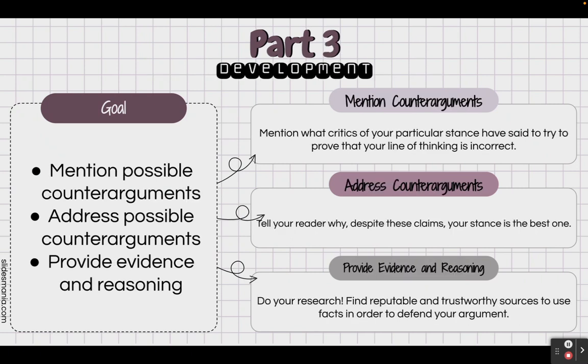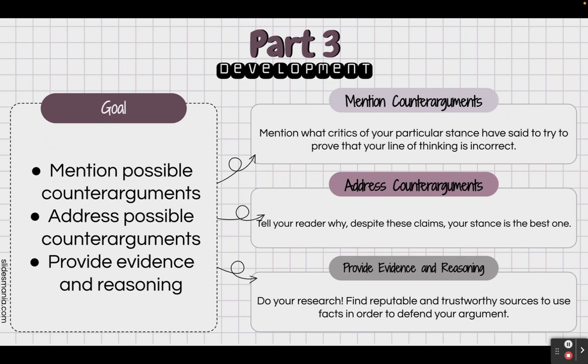Part three is development. This is mentioning possible counter arguments, addressing possible counter arguments, and providing evidence and reasoning. So, a counter argument, if you think about the way that word is broken up, counter means against. So, if you're mentioning counter arguments, you're mentioning what critics of your particular stance might have said to try to prove that your line of thinking is correct.